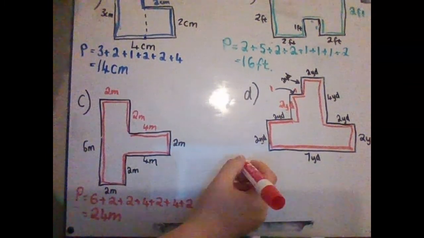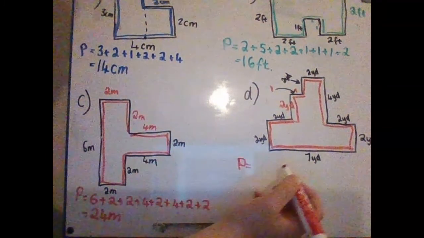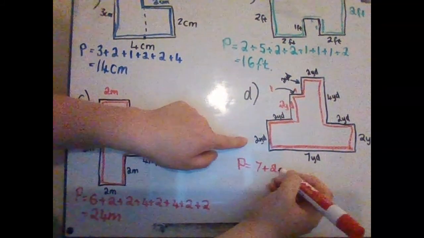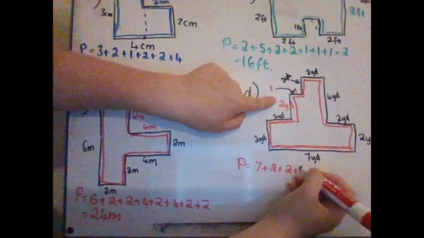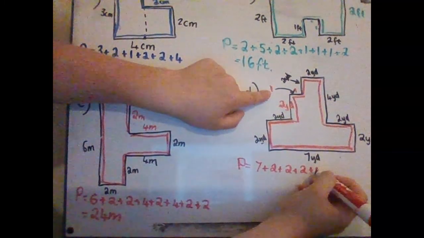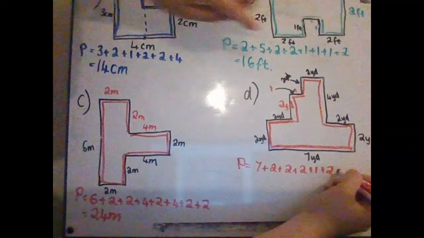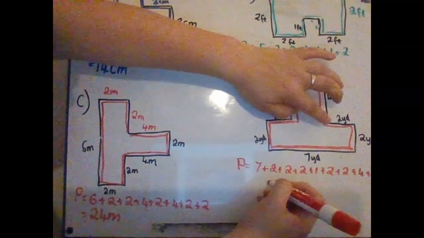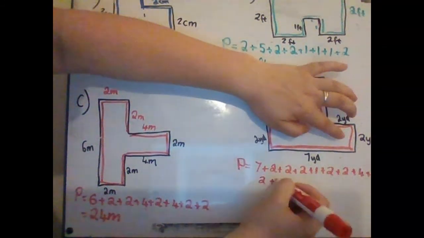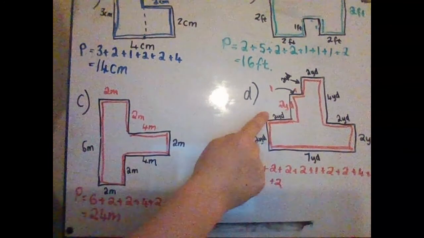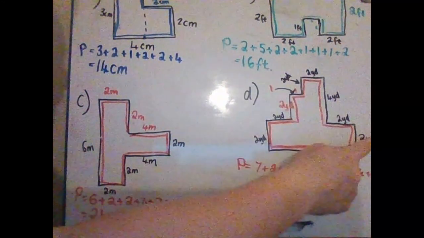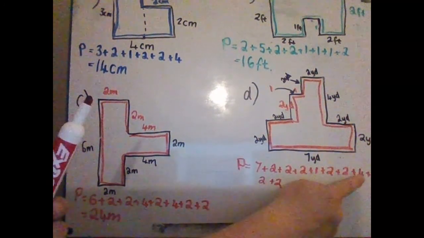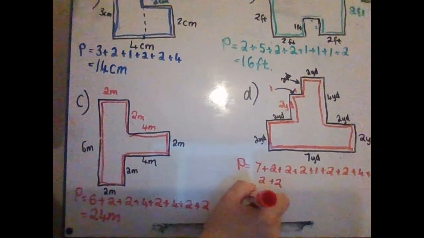Okay, let's add up our side lengths and get our perimeter. I'm going to start down here with the 7. 7, add 2, add 2, add 2, add 1, add 2, add 2, add 4, add 2, add 2. Okay, I need 1, 2, 3, 4, 5, 6, 7, 8, 9, 10 numbers on there. All right, let's add them all up.